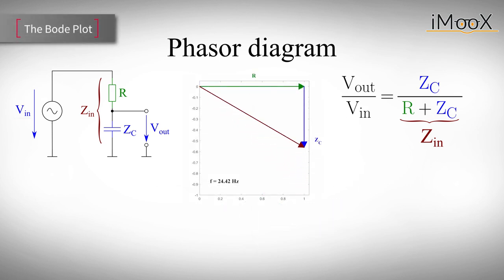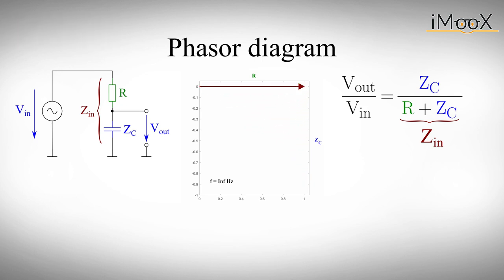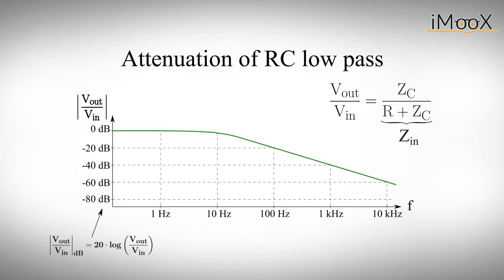Now we finally have all the things we need to describe the behavior of our filter at any frequency of our input signal. We can assume an arbitrary value for R and C and simply measure the length of the vectors Zc and Zin. The angle of Zc will of course always be minus 90 degrees, but the angle of Zin will get smaller and smaller for higher frequencies. We can calculate Vout over Vin by simply dividing the length of the vector Zc by the length of Zin. This will give us the so-called attenuation of the filter.